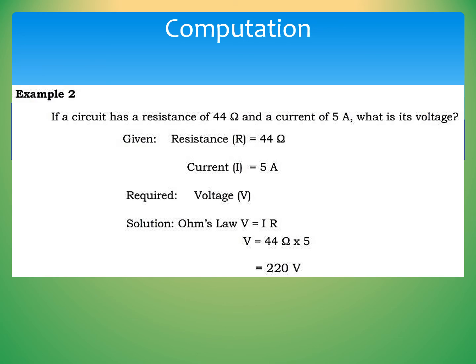Alright, so for example number 2, computation. If a circuit has a resistance of 44 ohms and a current of 5 ampere, what is the voltage? So given, you have there 44 ohms and the current of 5 ampere, and the voltage you have to know. So just multiply 44 times 5, and then you'll get the voltage, which is equal to 220 volts. So that's the solution and answer for this.